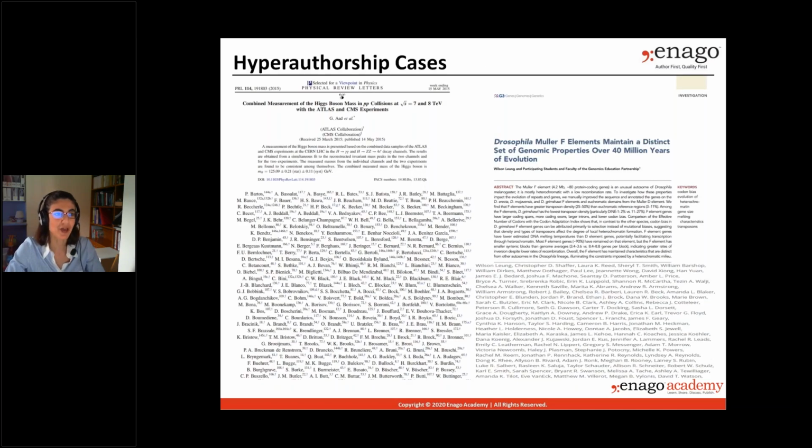These are examples of hyper-authorship cases. If you look both on your left and right-hand side, you'll see how many different authors are listed. And as you will notice on your left-hand side, this is only a snapshot of the authors in this manuscript. And these are all the authors whose last name started with B in this particular publication.